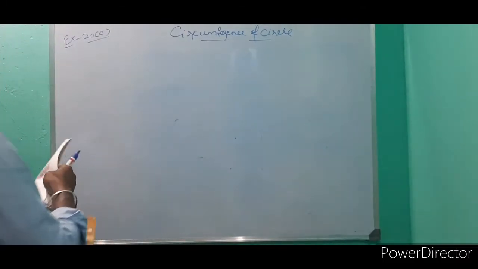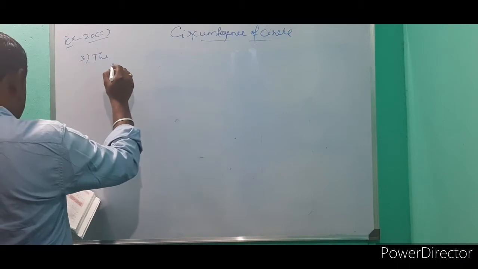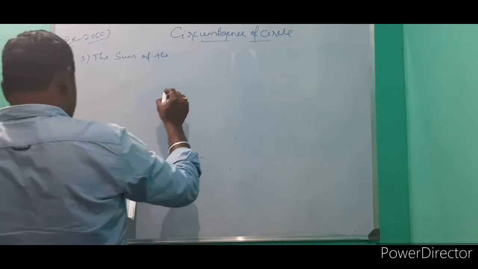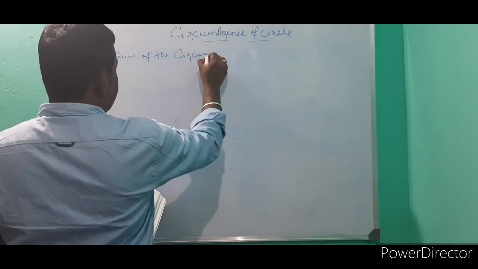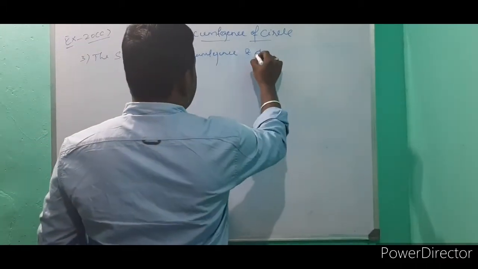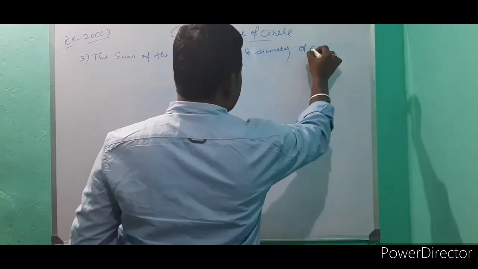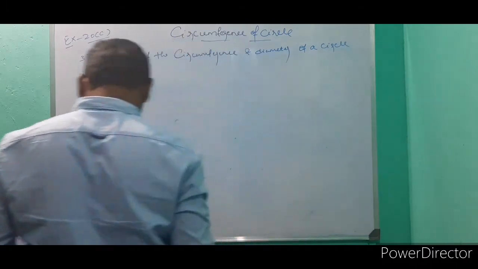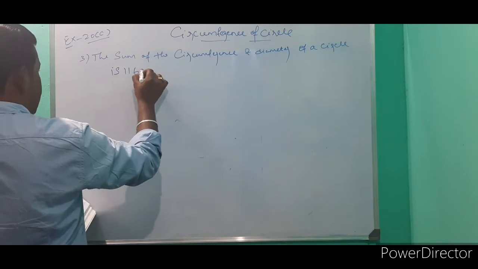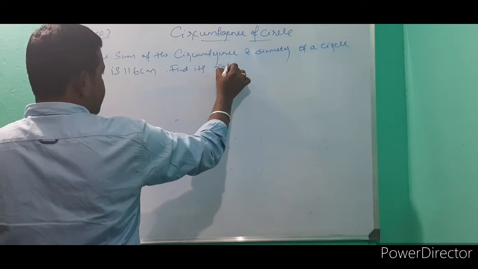Next problem, the third one. The sum of the circumference and diameter of a circle is 116 centimeter. Find its radius.